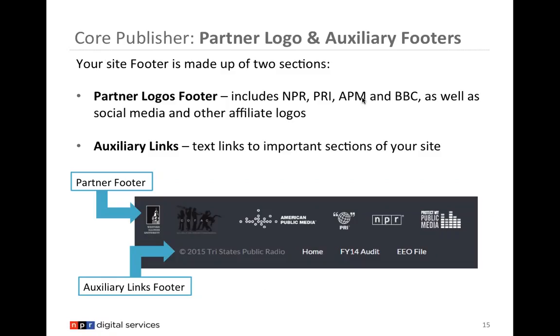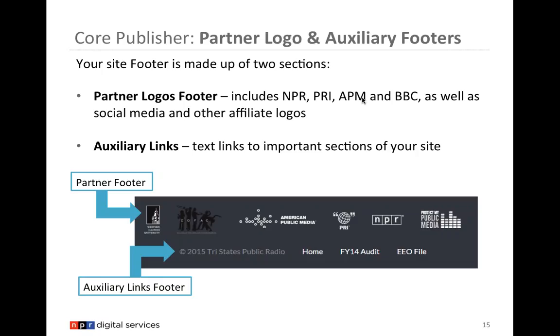All right, so we've talked about your header and your navigation at the very top, but now we're going to go all the way to the bottom of your core publisher site to talk about your partner logo and auxiliary footers. In core publisher, your footer is made up of 2 sections. You've got the partner logos footer at the top, and under that you have your auxiliary links footer. The partner logo footer is just a way to promote different affiliations that you have.